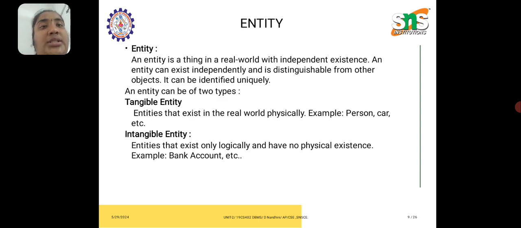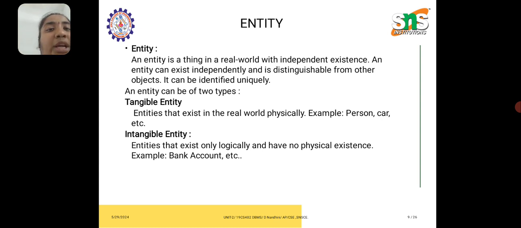Next one, what is an entity? An entity is a thing in the real world that independently exists. An entity can exist independently and is distinguished from other objects. It can be identified uniquely. So an entity is used to identify a unique thing. Entities can be of two types. What are the types of entities? A tangible entity and an intangible entity.